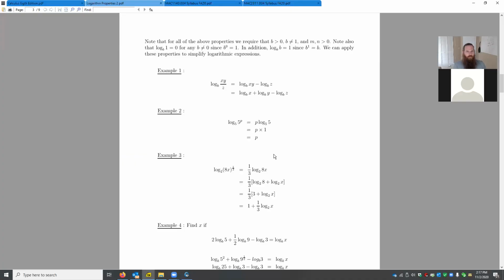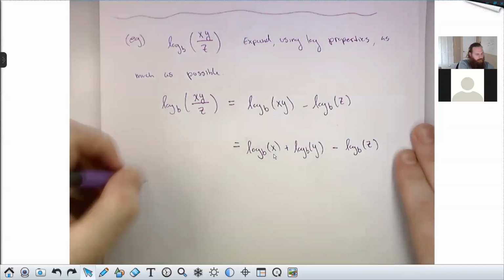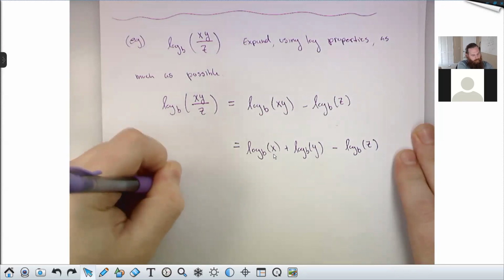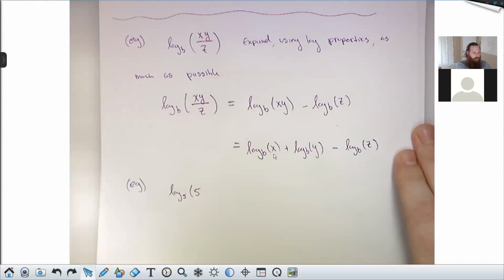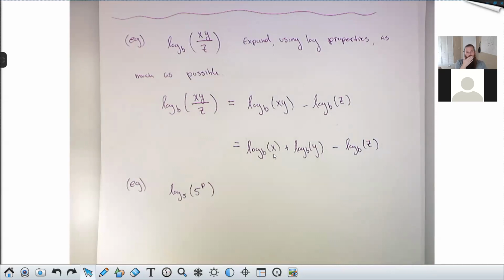Let's look at a couple more examples. So example 2 asks us to compute or clean up the base 5 log of 5 to the p, right? Yeah, just 5 to the p. And again, I would start by rewriting that with some parentheses, just to make clear what's inside and outside the logarithm, to make it easier for you to see how to use those rules.